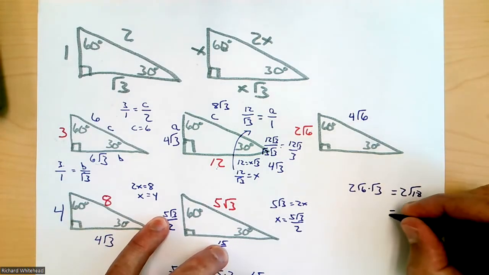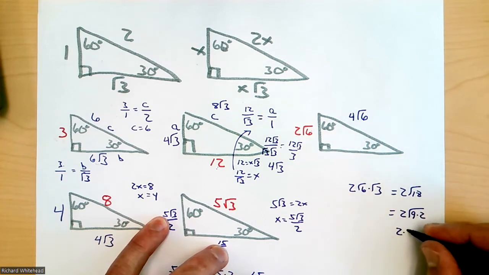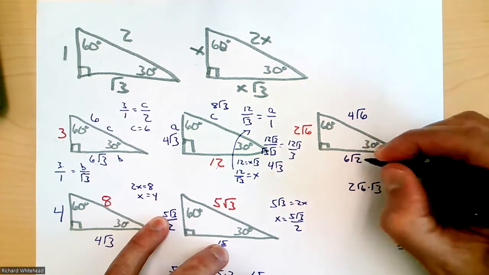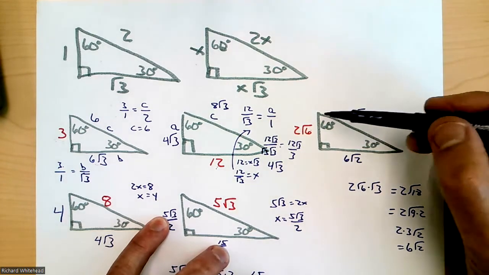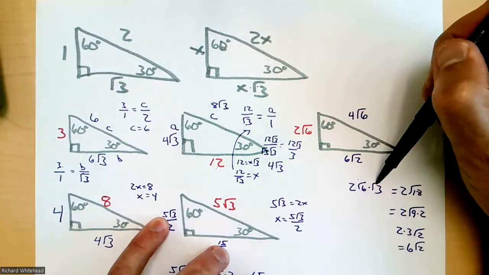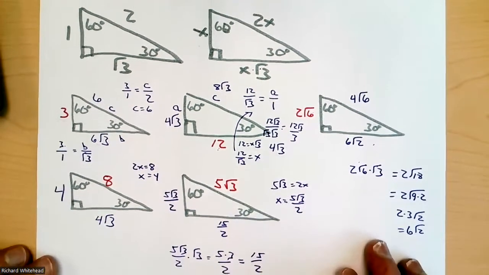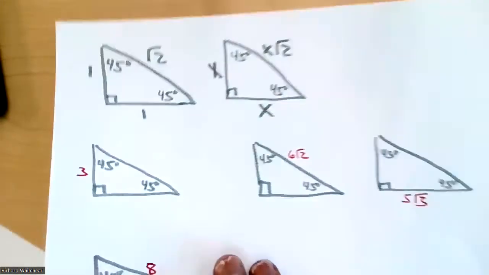So 2 root 18. Unfortunately, that does break down. 9 times 2. So 2 times 3 times root 2. So 6 root 2. I know it looks weird, doesn't it? But if you think about it, x is 2 root 6, x times root 3. You just got to clean it up. Anyway, there are some homework problems that look like this. That's why I wanted to go through that.